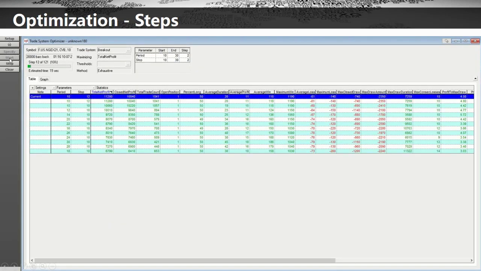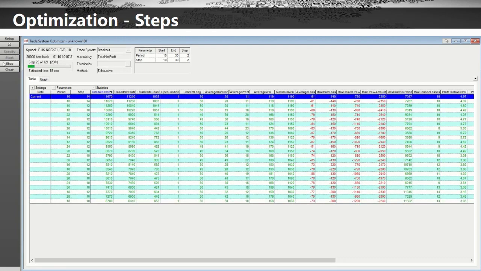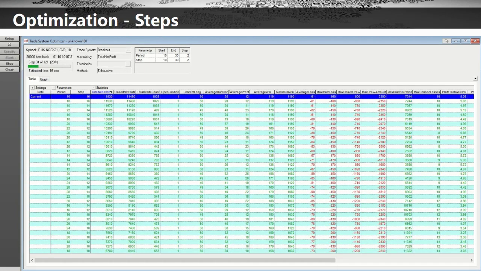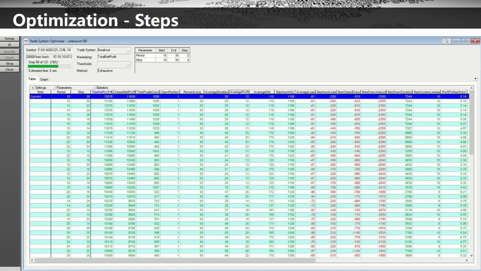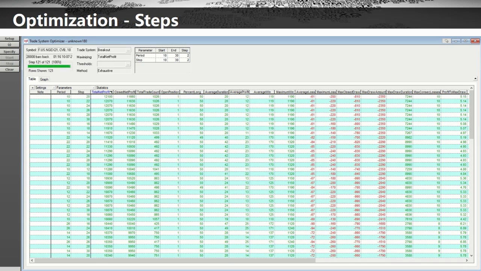The results are represented as a table, and we can see that right now the optimizer is running through all of the combinations between the two parameters and all the start and end values. We'll see the same list of statistics that we saw earlier, and this process will help us build a 3D graph.